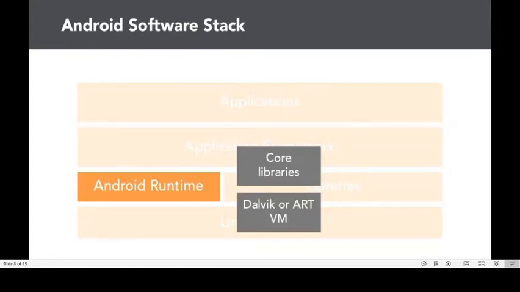The next layer is the Android runtime. This includes a set of core libraries and, critically, the virtual machine. Android 4.4 and prior versions use a virtual machine named Dalvik. In Android 5, it was replaced by a new virtual machine named ART, for Android runtime. ART uses ahead-of-time compilation instead of the just-in-time model used in Dalvik. As a result, apps run faster in ART.